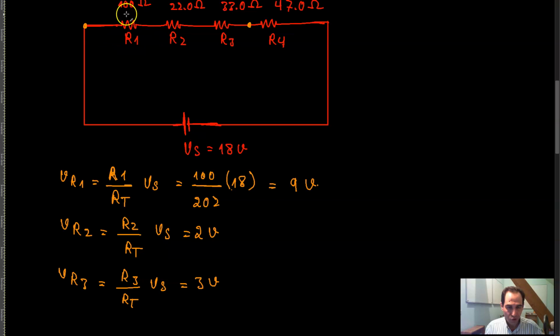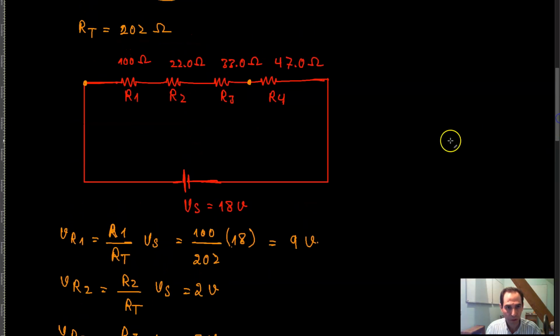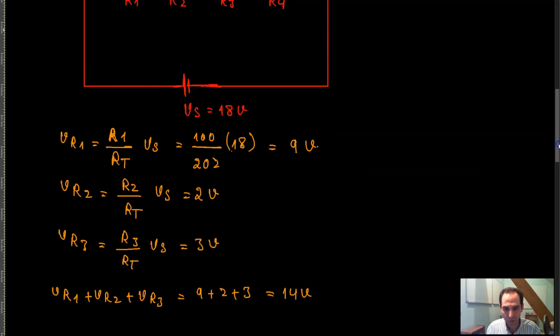So you have the voltage drop here, the voltage drop here, voltage drop here. If I add these 3 voltages together, V of R1 plus V of R2 plus V of R3 is equal to 9 plus 2 plus 3, which is equal to 14 volts, although these are negative voltage drops. Depending on how you connect your voltmeter to the circuit, you read either a negative voltage or a positive voltage, but the magnitude of the voltage would be 14 volts.